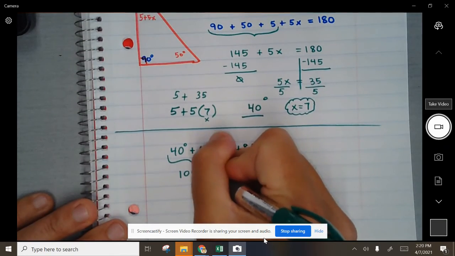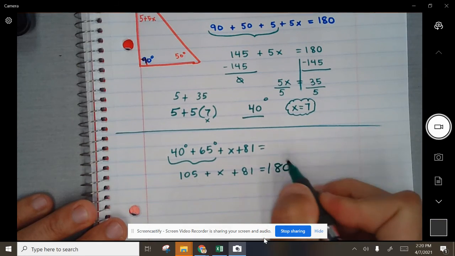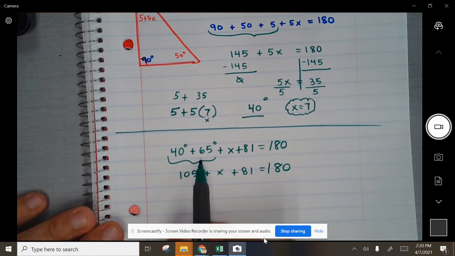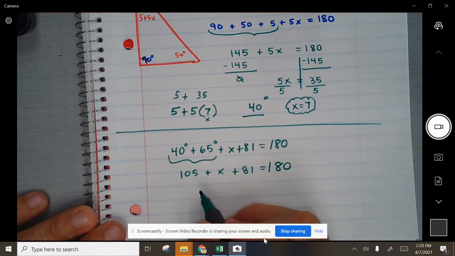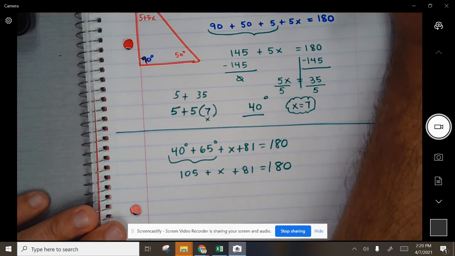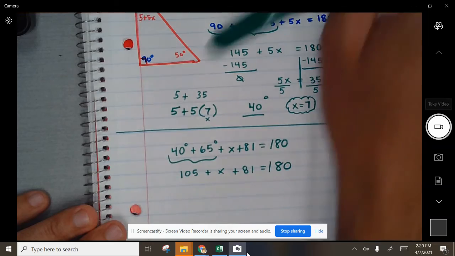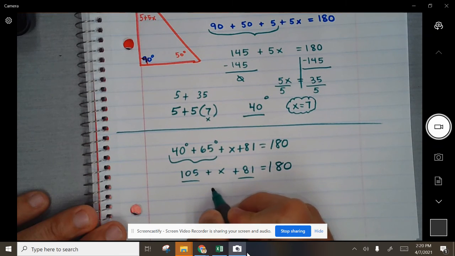All right, I have 105 plus x plus 81 all equals 180. I decided to add here first. I did this part first quick, but then 105 plus 81. Let me see if I got my numbers right too. I did. So this one's going to be interesting. This is a great problem. 105 and 81 we bring together, that's going to be 186.